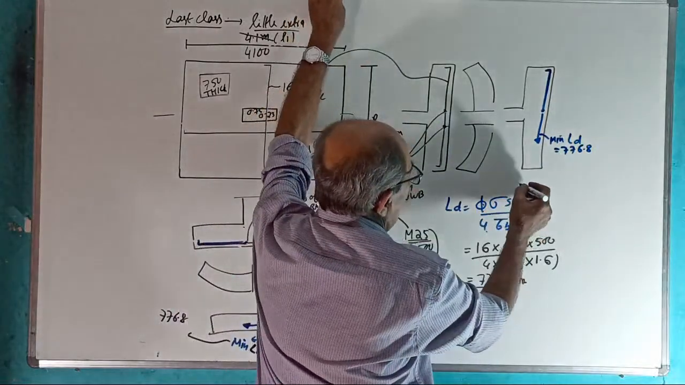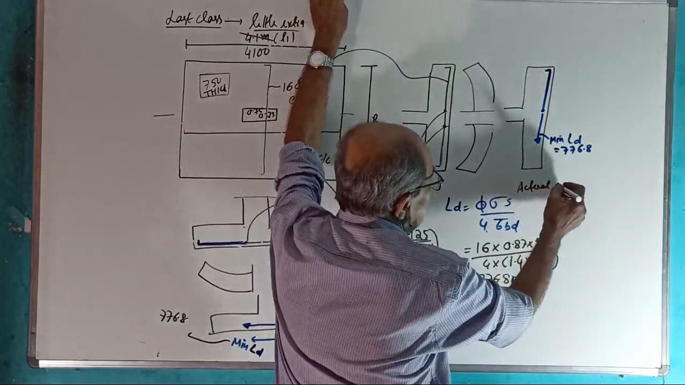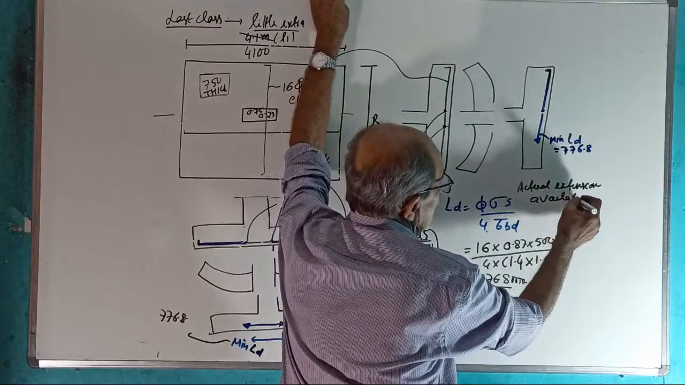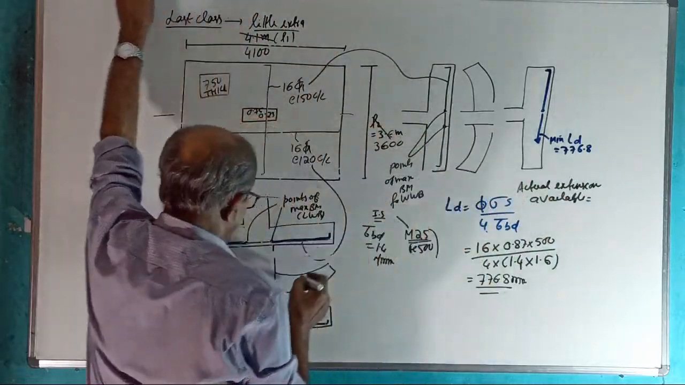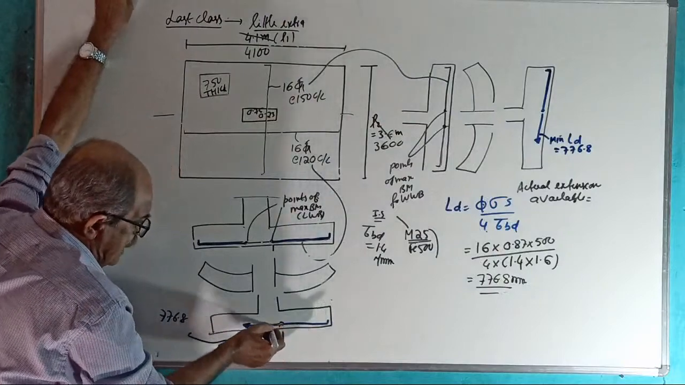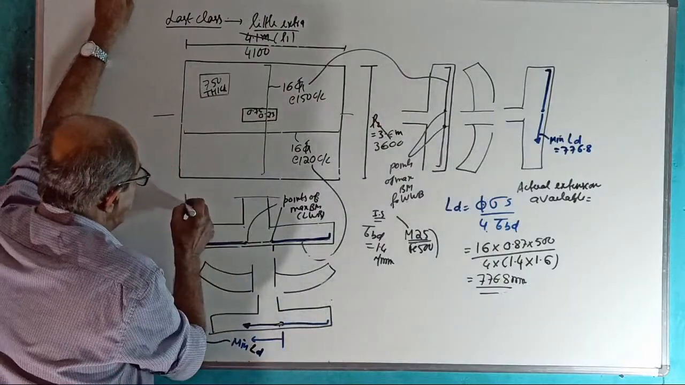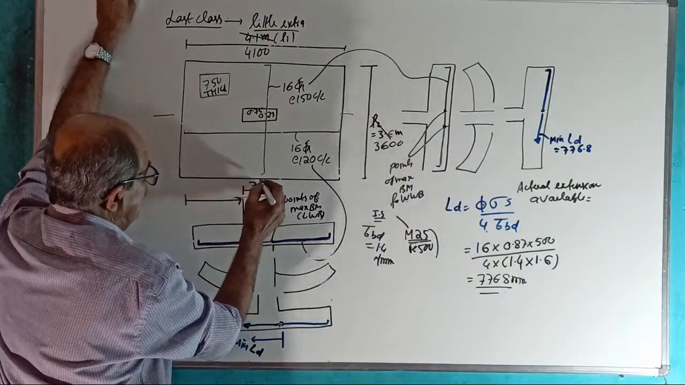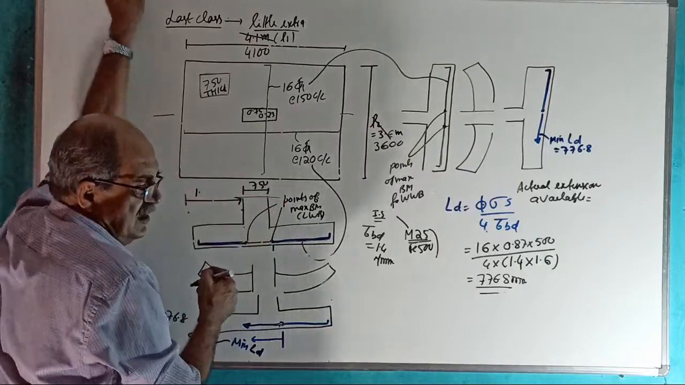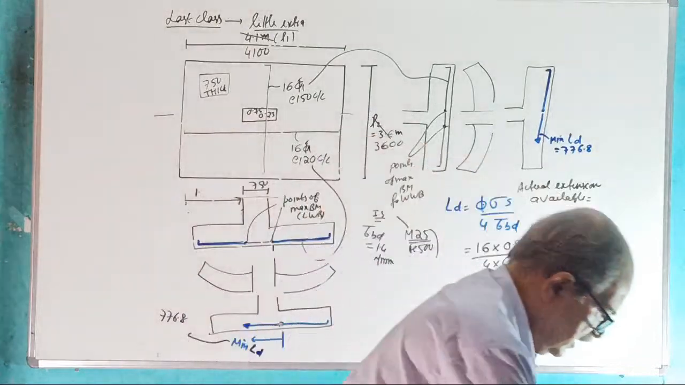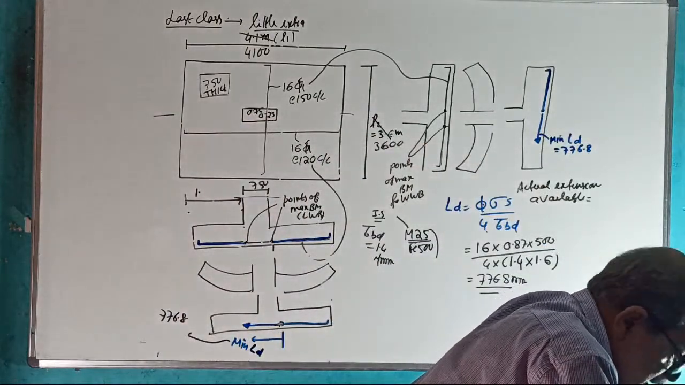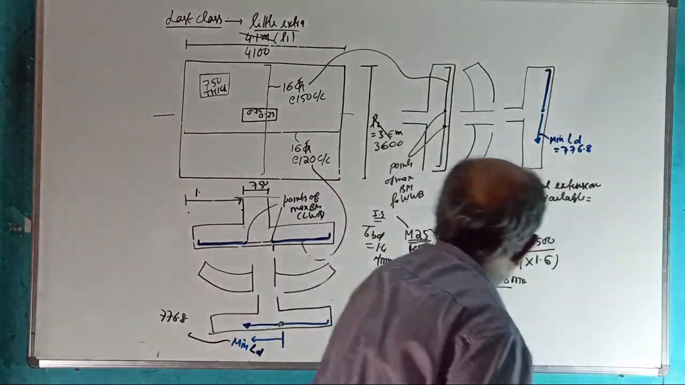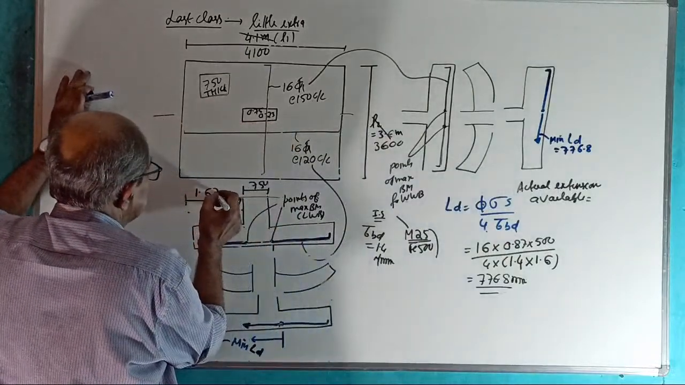Now tell me, what is the actual extension available? Correctly answer. See here. If I take this part, what is the actual extension available here? What is the projection here? This column side is 750. So what is this distance? What is the lengthwise projection? It is 1.675 meter.